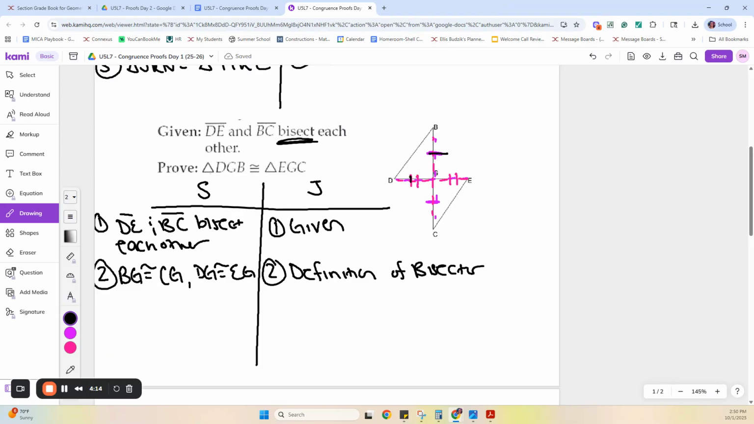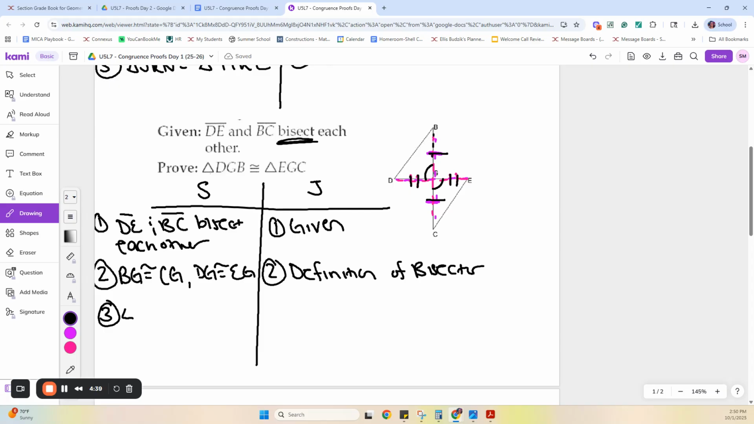Now, it looks like I have 2 pieces of information. I have a side here, another side here, another side. I just need 1 more piece of information for each triangle. So then comes the question, do I have an overlapping side? Do I have a vertical angle I can use? What do we have here? I have a vertical angle. I have this vertical angle here and this vertical angle here. So let's go ahead and write out those vertical angles.